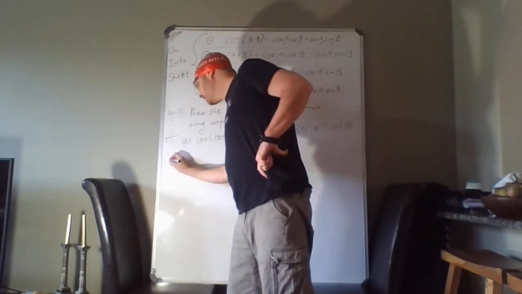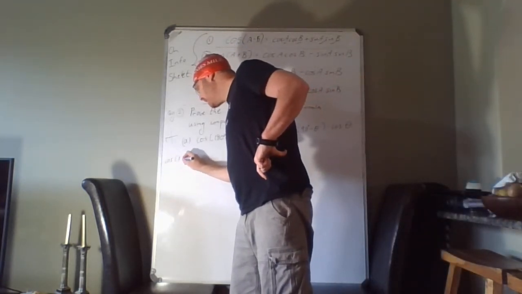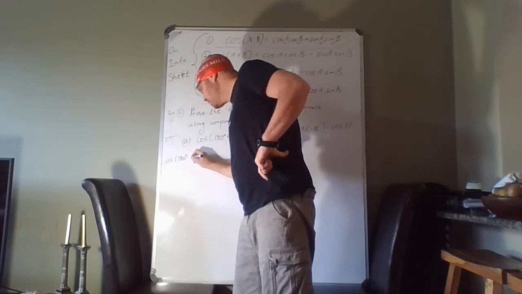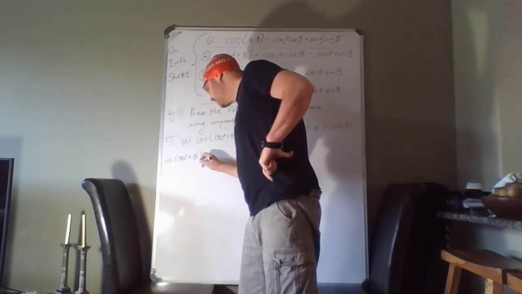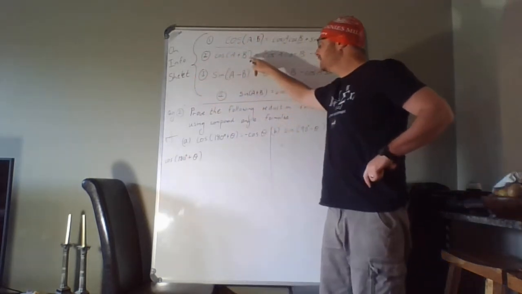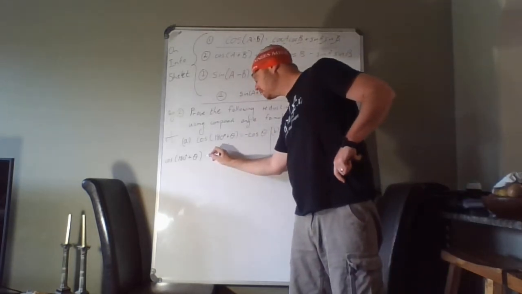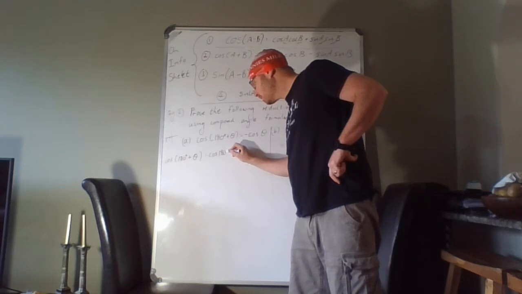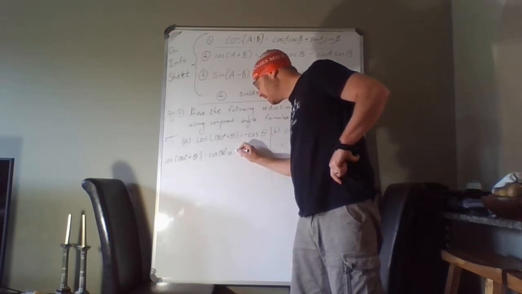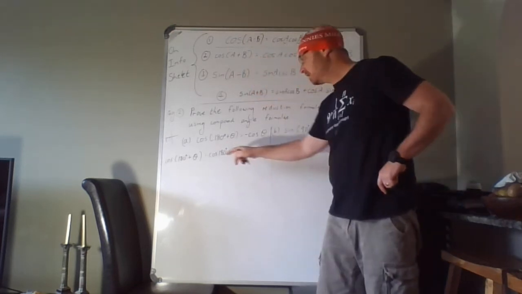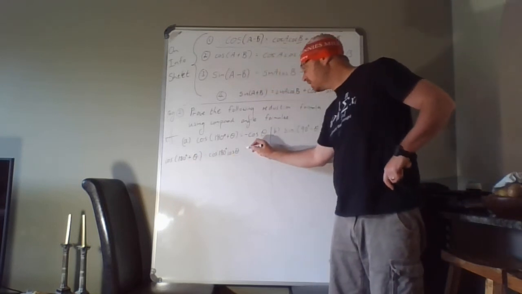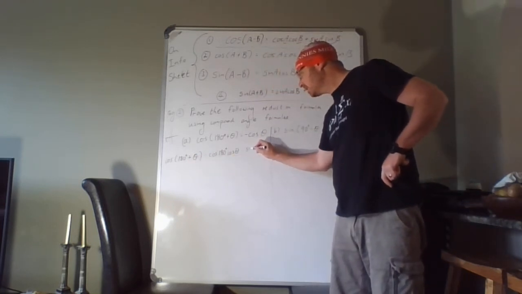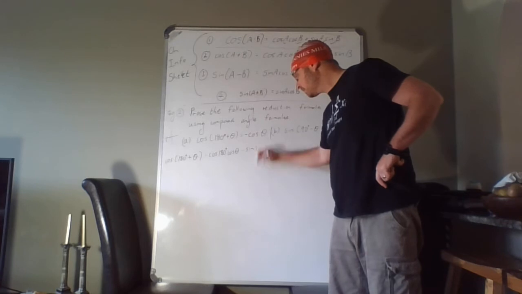So we've got cos (180 plus theta). So we've got cos of an angle plus another angle, and that'll be equal to cos of the angle 180 times cos of the other angle, which is theta. The messed up thing is the sine, so it becomes minus sine of 180.